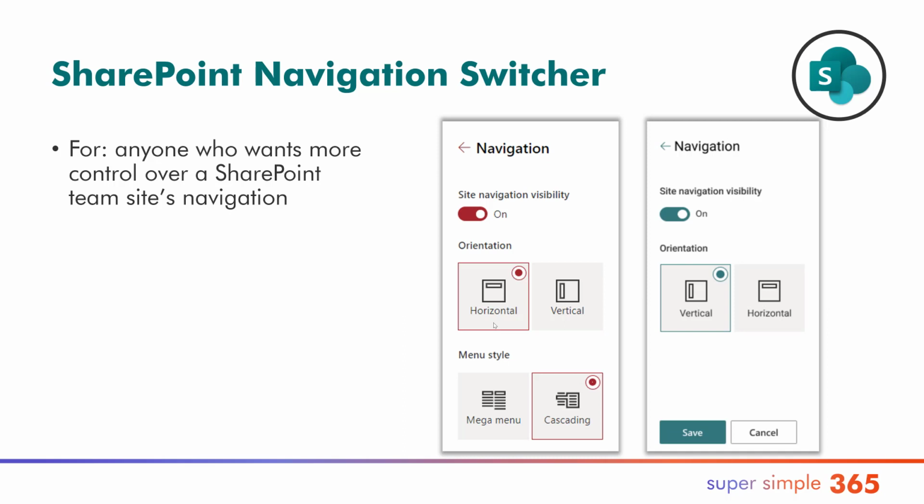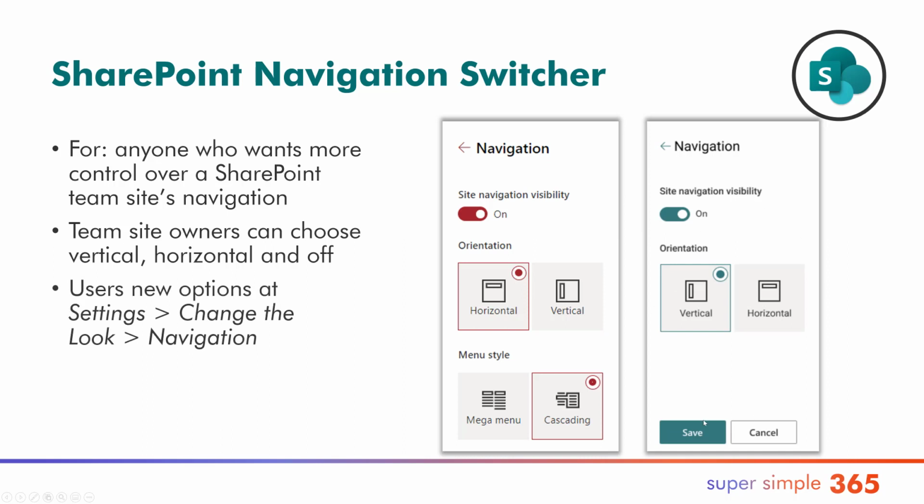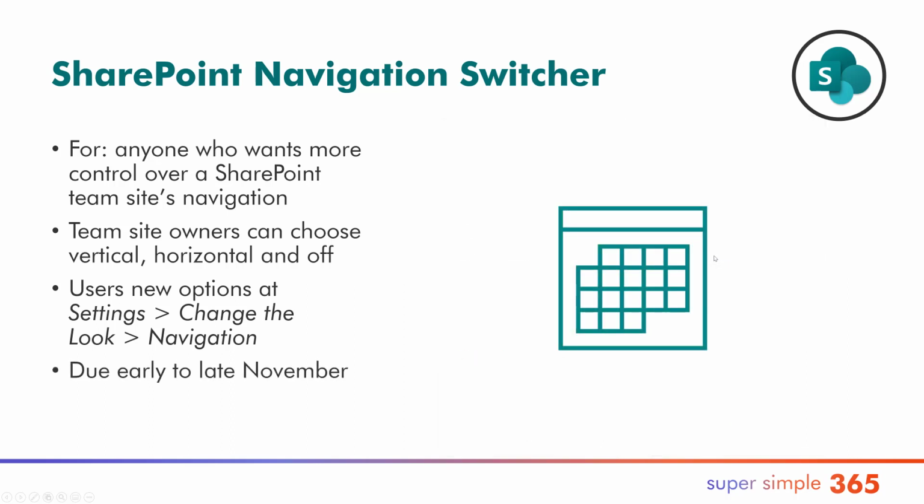Okay, so into our first main update for SharePoint. This is a navigation switcher. This is for people who want a bit more control over how their pages look. The team site owners can choose vertical, horizontal, and off. You can see those options there. And over on the right hand side, you can see, once you're on the page, the options that you have. So you can go to the settings, change the look, and the navigation. Look out for that bit of extra control early to late November.